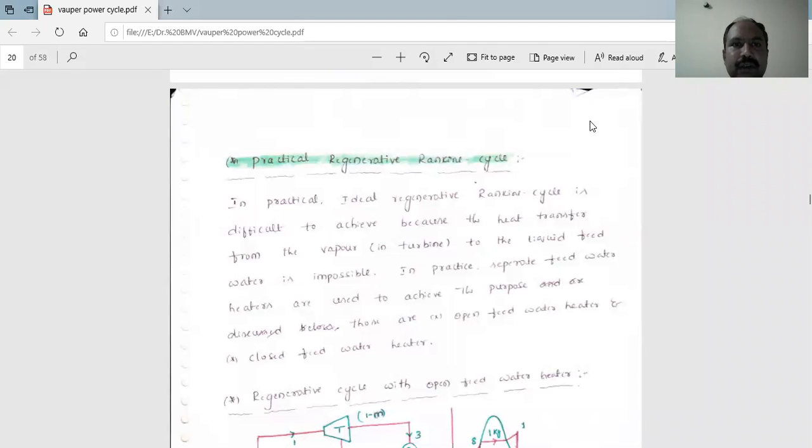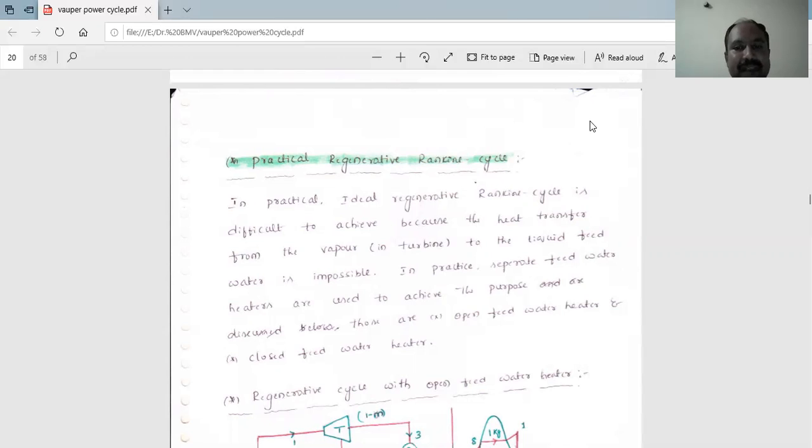In this session, I will discuss the practical regenerative Rankine cycle. In module 3, vapor power cycle, I stopped at the ideal regenerative Rankine cycle. The ideal regenerative Rankine cycle has a complicated phenomenon, so it is overcome by two more methods, which we will discuss now. You can call it the practical regenerative Rankine cycle.